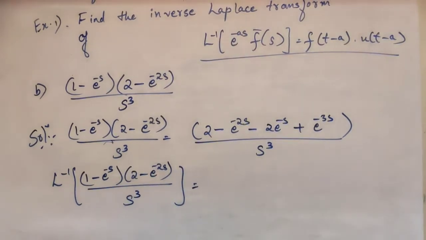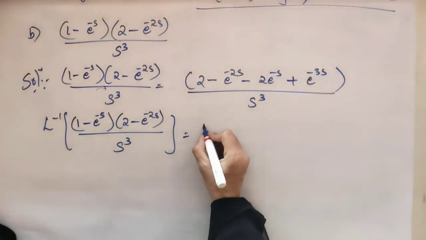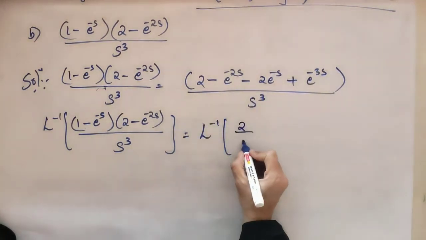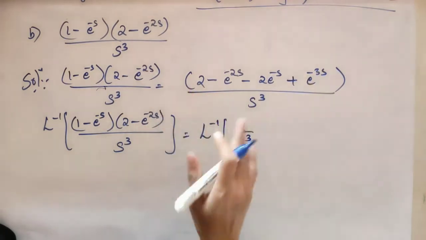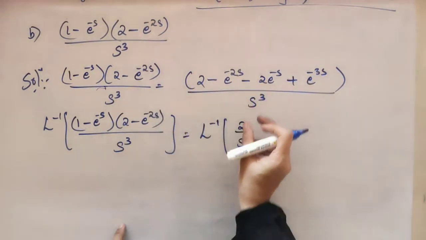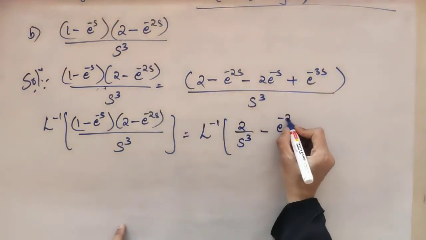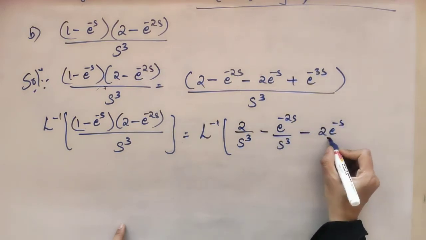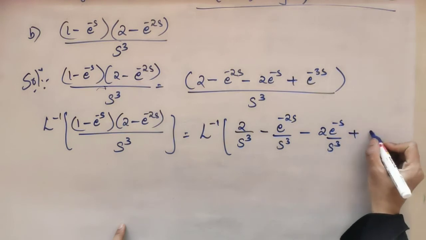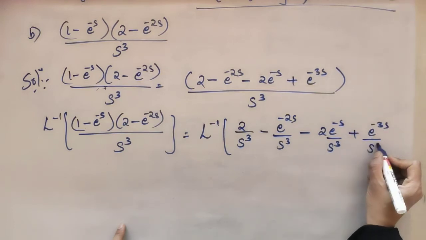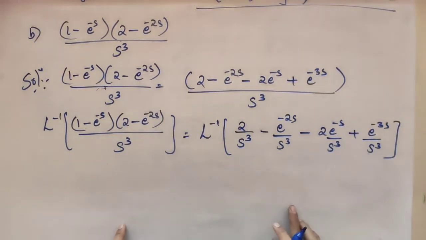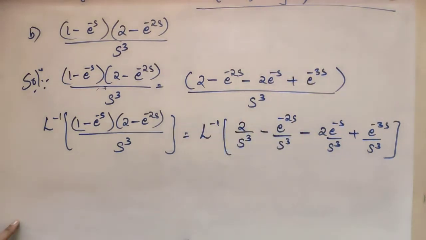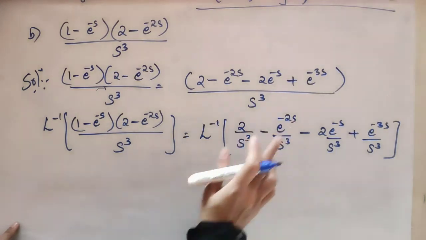It will be equal to L inverse of, let us separate all the terms from this. I am going to separate each term from here. It is 2 divided by s cube minus e to power minus 2s divided by s cube minus 2 into e to power minus s divided by s cube plus e to power minus 3s divided by s cube. Now everywhere in the denominator there is s cube. Numerator, either it is constant or it is an exponential function as it is shown there.